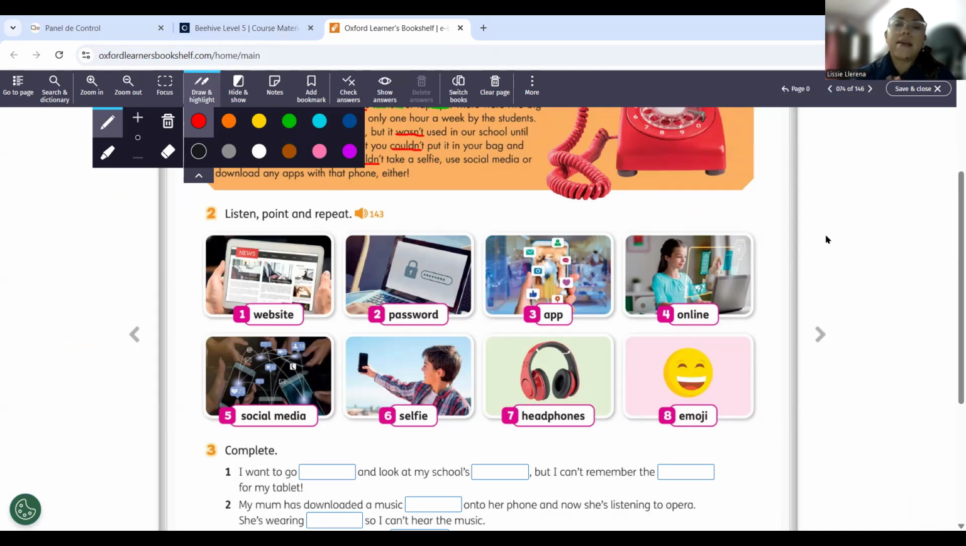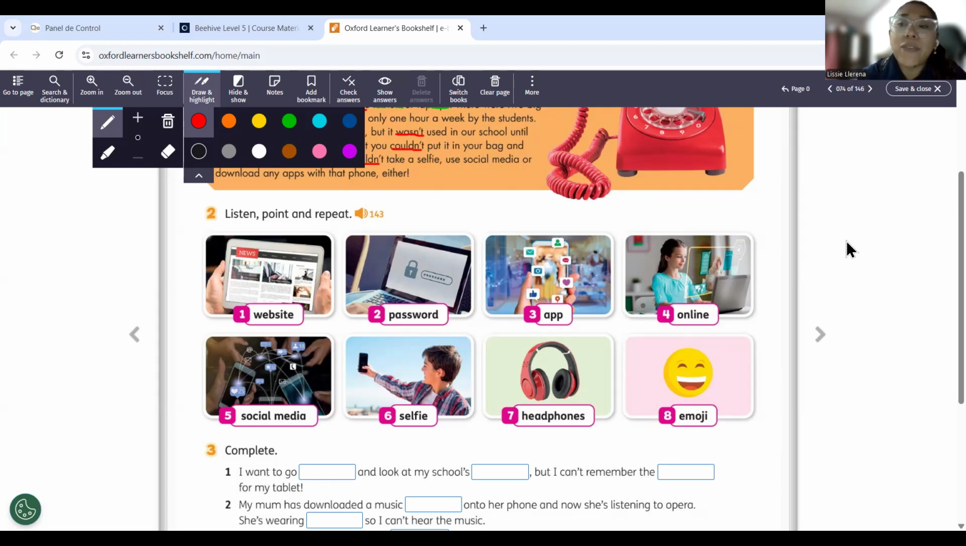Well, we're gonna do it with me as we have a little bit of problems with the audio. We're gonna do it with me, okay? So let's start. Number 1 says website. Repeat after me. Website. Number 2 says password. Repeat after me. Password. Number 3 says app. Repeat after me. App. Number 4 says online. Repeat after me. Online. Number 5 says social media. Repeat after me. Social media.